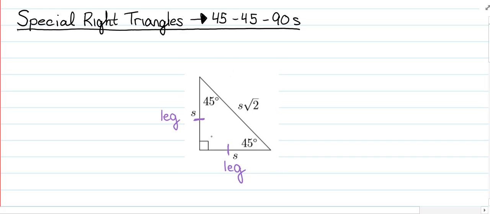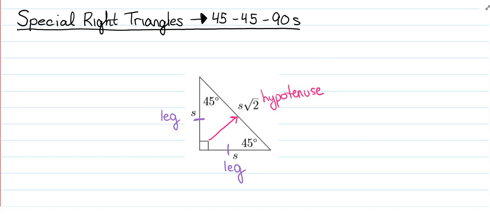The most important part of every right triangle is that hypotenuse. That's the side opposite that right angle. And in a 45, 45, 90 triangle, you just take whatever the side length is, the leg length is, and you multiply that by the square root of 2.